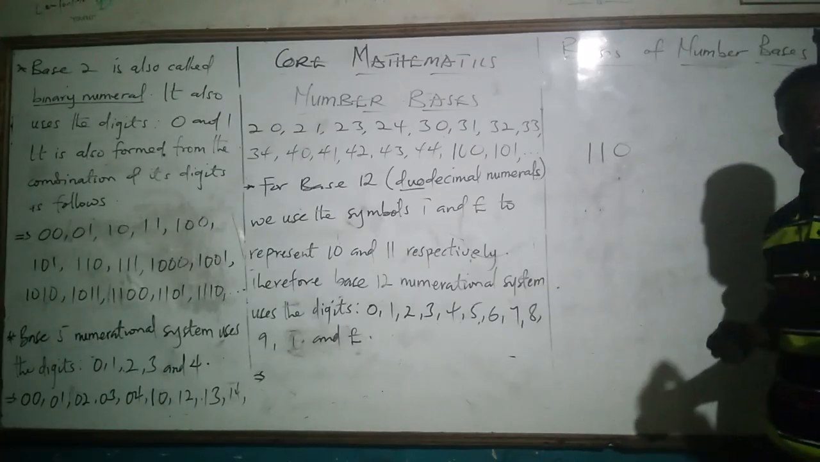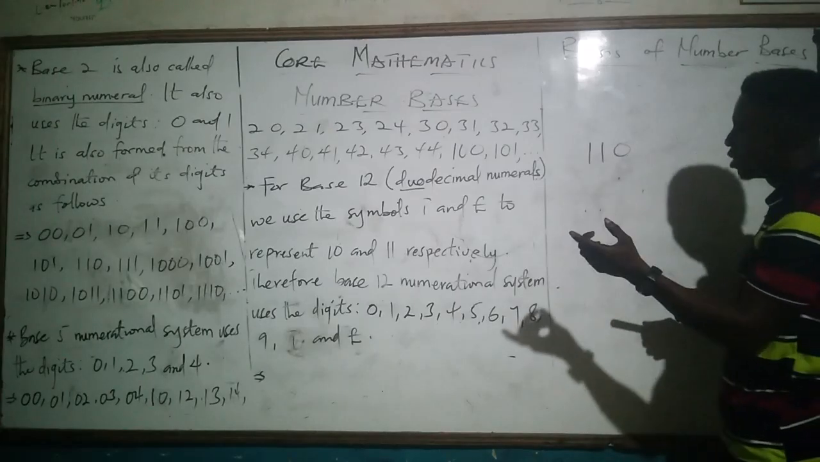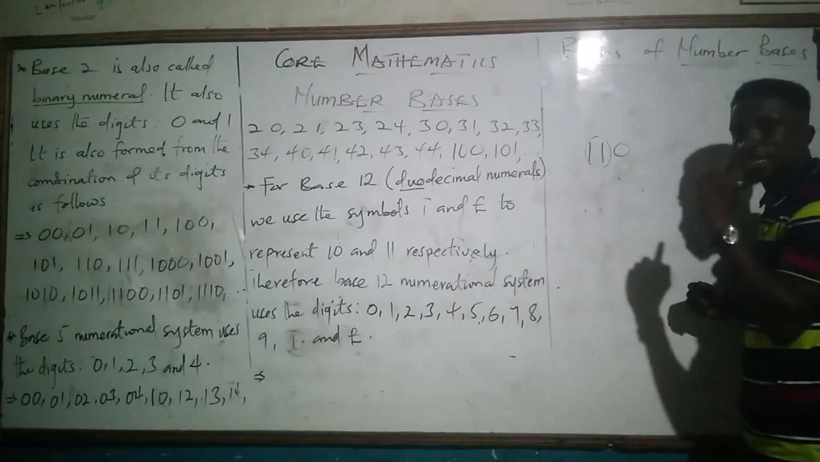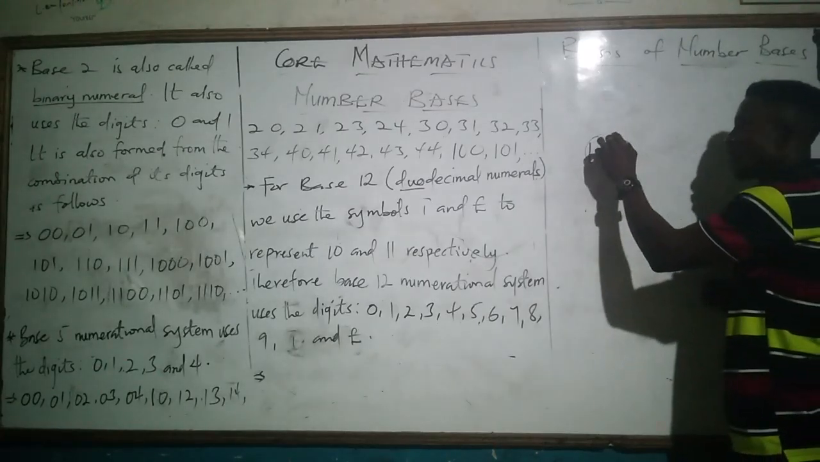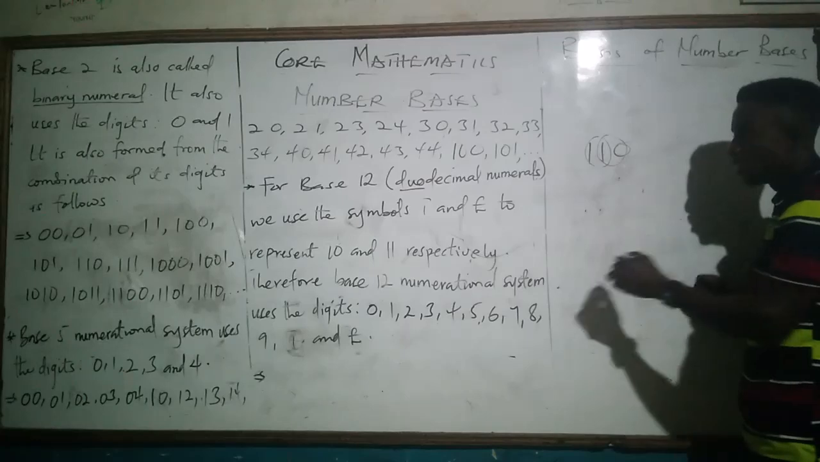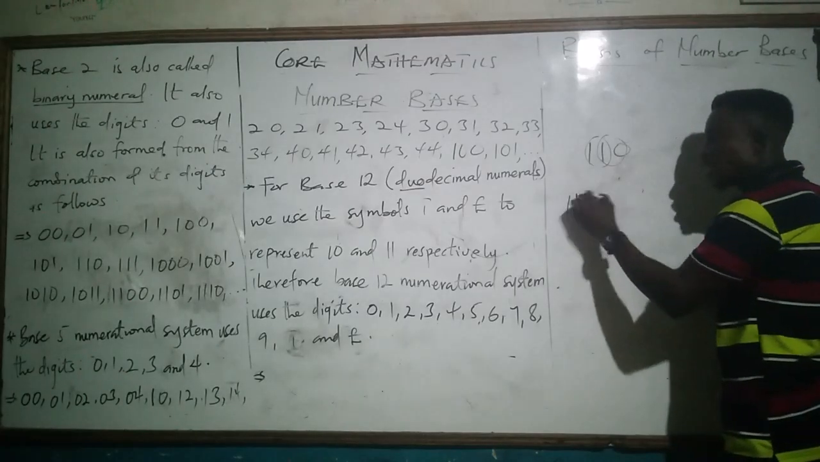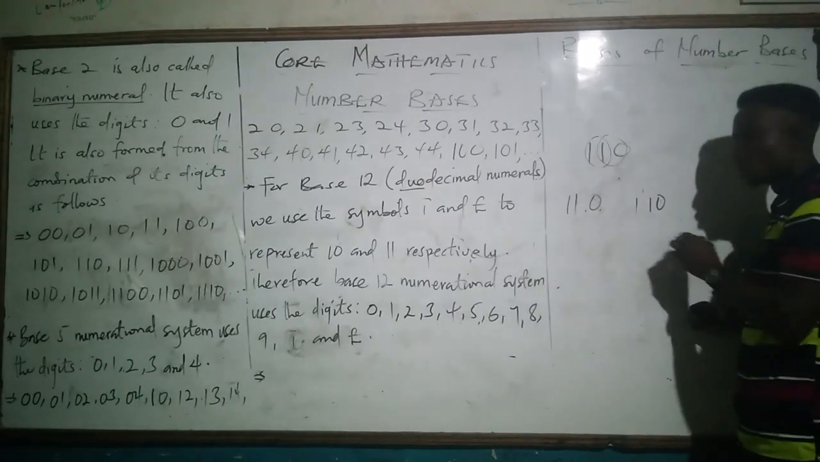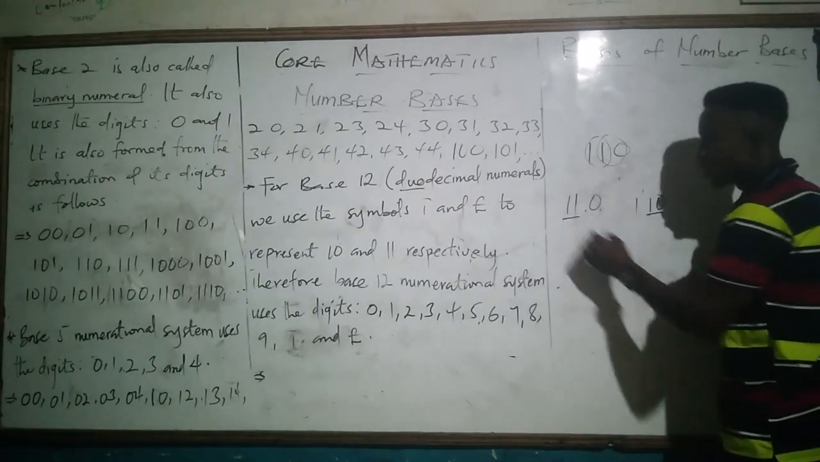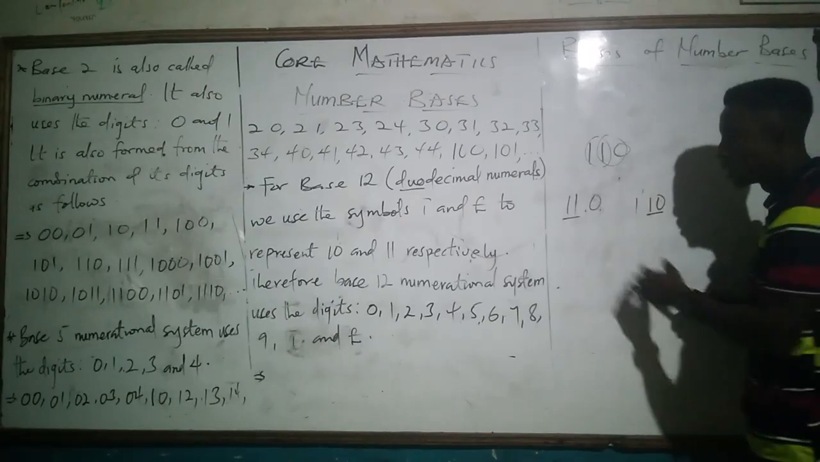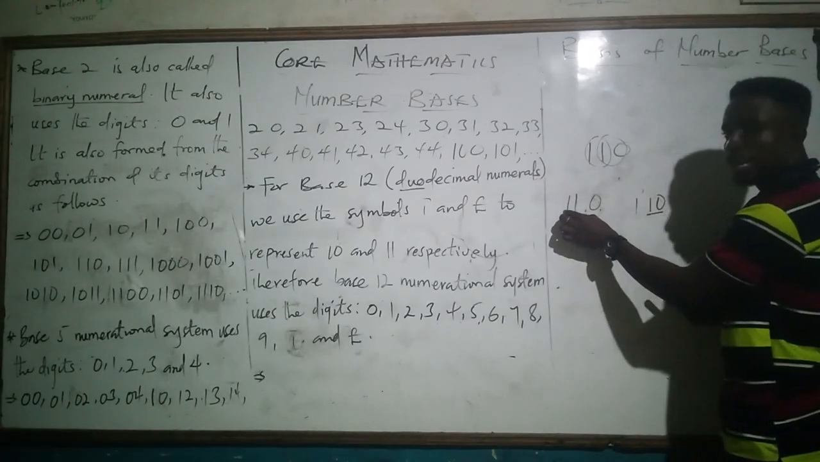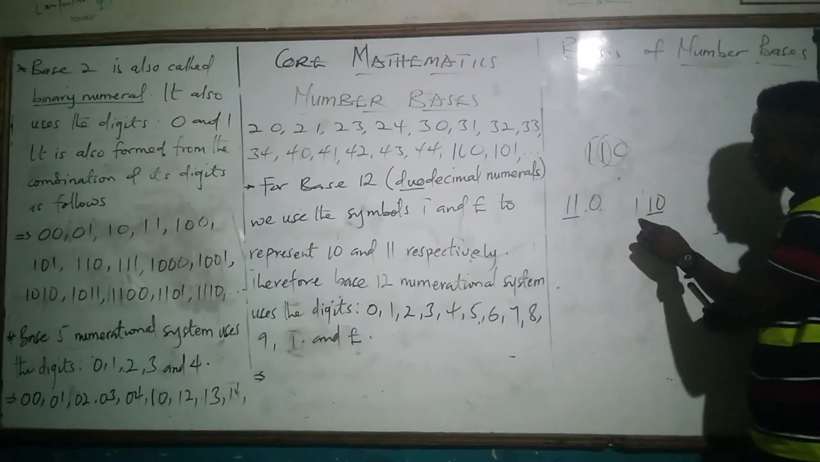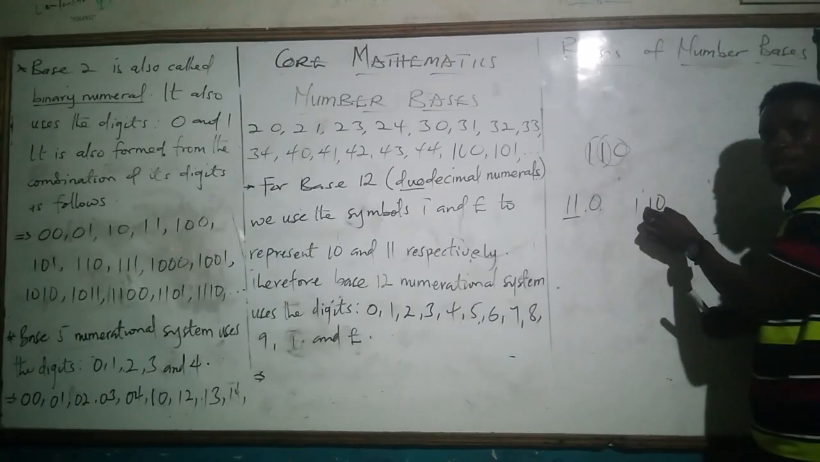But if it is in base 12, it can be either the 11 as a digit and the 0, or the 1 and then 10 as a digit. So I can have this or this. This one is digits 11 and 0. This one is digits 1 and 10. Please, are you getting that?